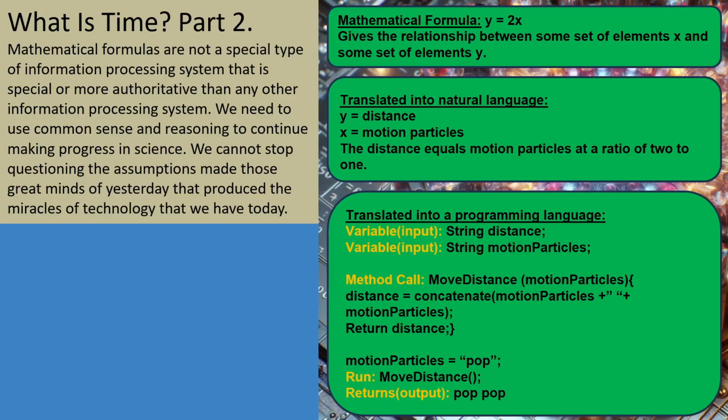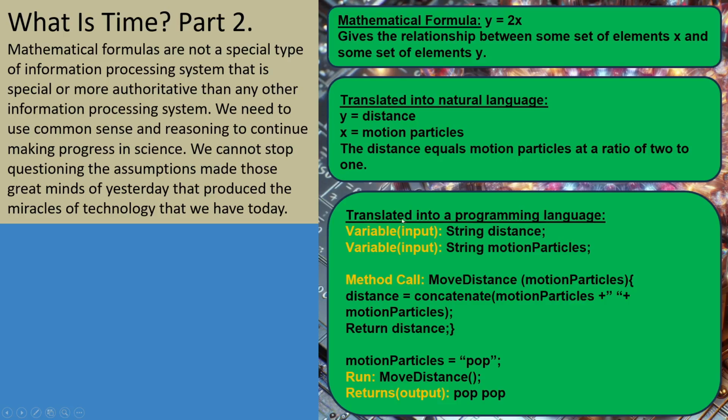And it is true that mathematical formulas are not special. For instance, if we take some formula, y = 2x, it just describes a relationship between the elements of x and some elements of y. For every x, we get out 2y. We can say the same thing in natural language. We can say that y equals distance and x equals motion particles, and we can describe that relationship. The distance equals motion particles at a ratio of 2 to 1. Those two different information system models are functionally equivalent.